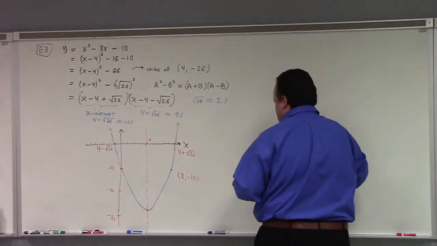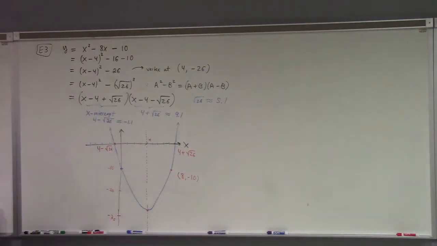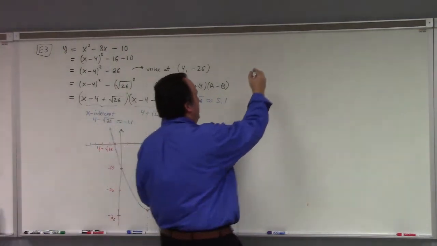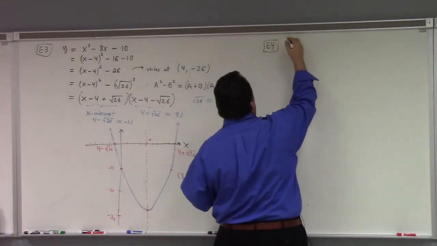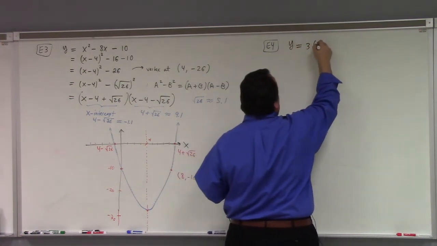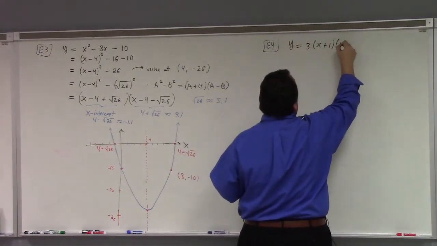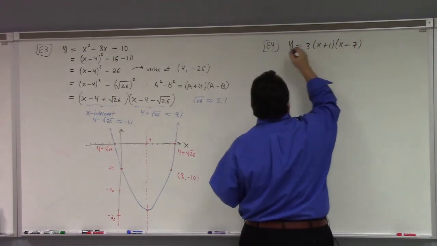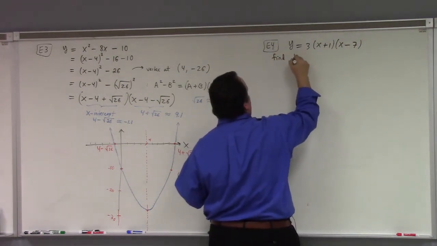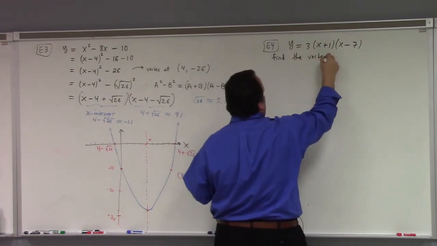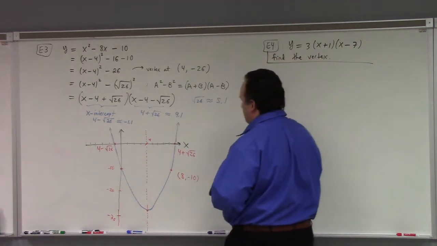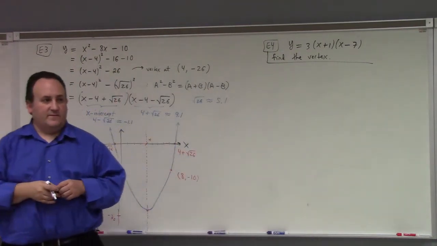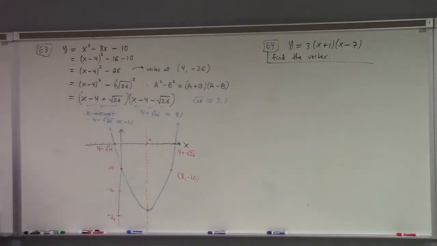Okay, let me get off my soapbox here and work another example for you. So here's one. How about this? y equals 3 times (x plus 1) times (x minus 7). Find the vertex. I have freed us of the problem of graphing this one. We don't even need to graph it. Let's just use what we have to find the vertex. How are you going to do it?